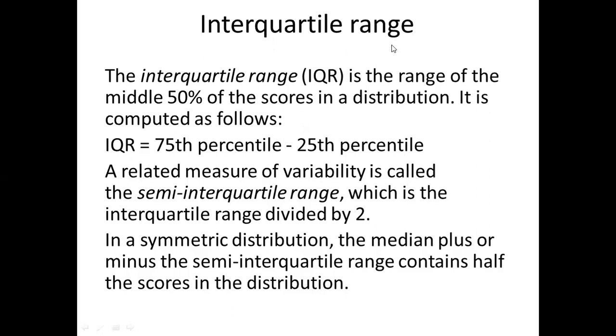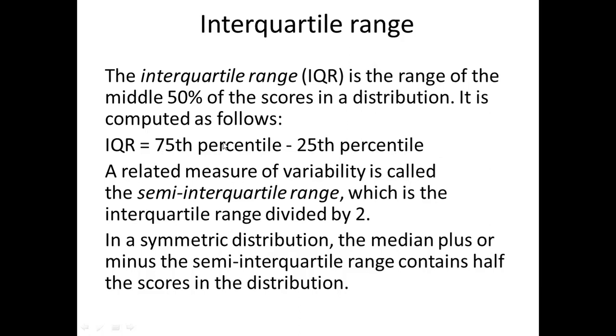Next topic is the interquartile range. For the interquartile range, we depend on the calculation of percentiles, and the interquartile range is the range of the middle 50% of the scores in a distribution. It can be computed as the 75th percentile, or P75, or Q3, minus the 25th percentile score, or Q1. Okay? Now, when we do P75 minus P25, we are left with the middle 50% of scores.